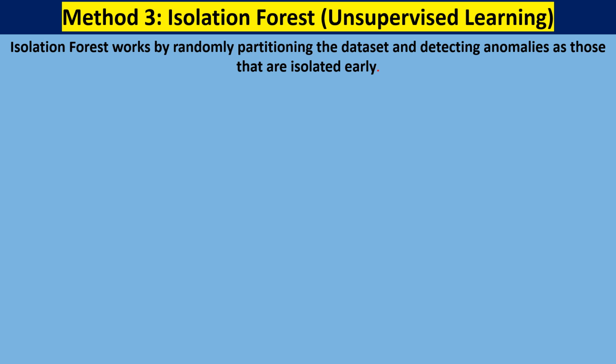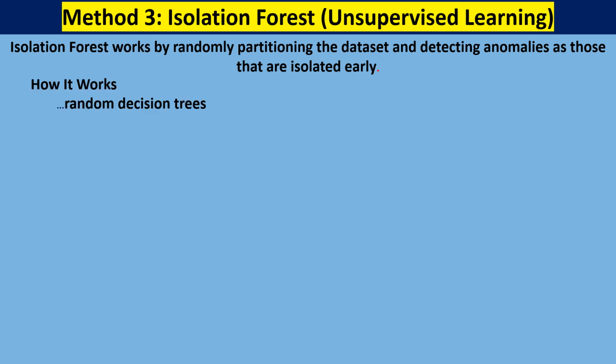Method 3, isolation forest, unsupervised learning. Isolation forests work by randomly partitioning the dataset and detecting anomalies as they are isolated early. Isolation forest is an unsupervised machine learning algorithm used for outlier detection. It works by randomly partitioning the dataset into smaller subsets. Anomalies, meaning outliers, are detected as those data points that get isolated early in the partitioning process.